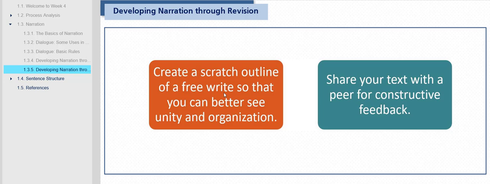This is very similar to the week 2 worksheet that you had to do for the week 2 pre-writing assignment. Then share your text with a peer. And so this means that when we have our week 5, 7, 9, 11 forums, those are all peer review forums where everybody's going to look at each other's paper for constructive feedback.